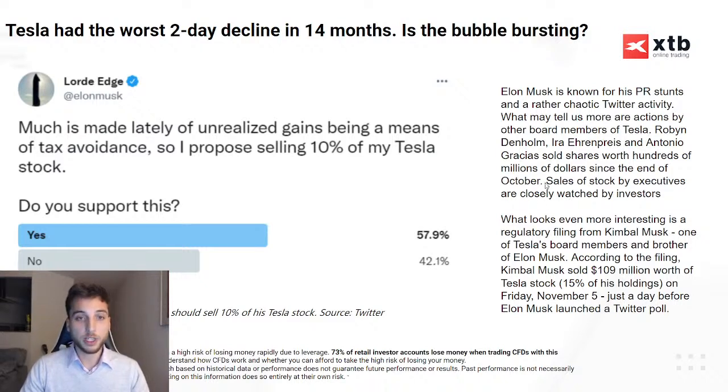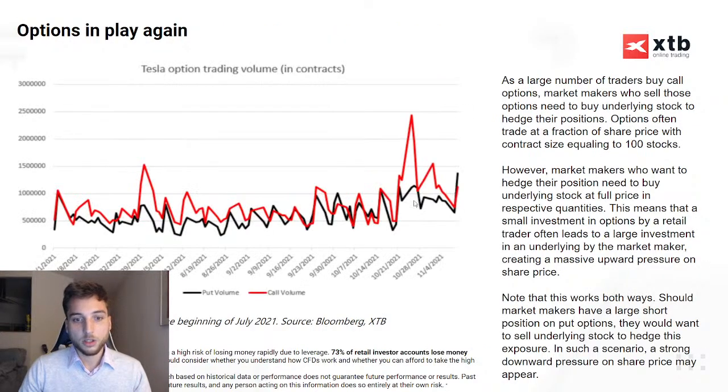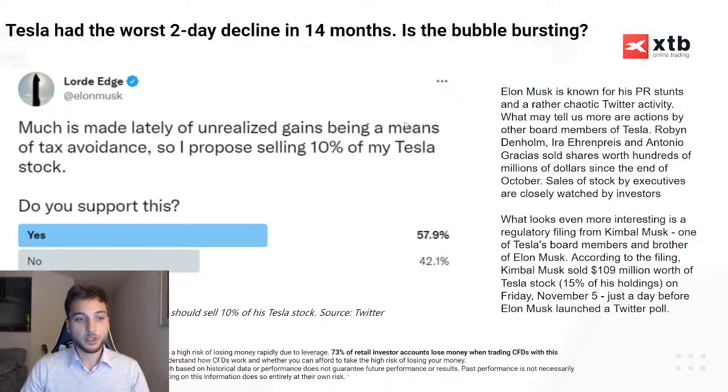So if you're trading a stock and the owner of the company is actively disclosing that they're going to be selling something, but they tell somebody else first, that's obviously something to keep in mind when you're doing that. Options are in play again as well. So these are things to consider.